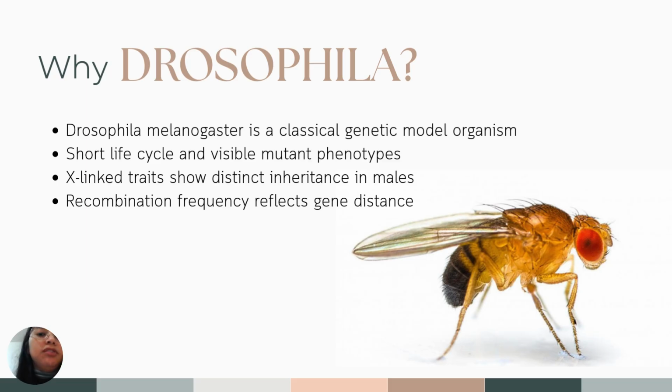So why do we use Drosophila melanogaster? We use Drosophila melanogaster because it's a well-known and classical model organism in genetics. And this is because it has a short life cycle and visible mutant phenotypes. The X-linked traits are especially informative because males are hemizygous for the X chromosome, meaning their phenotype directly reflects the allele they inherit. And the recombination frequency between linked genes allows us to estimate their relative distance along a chromosome.